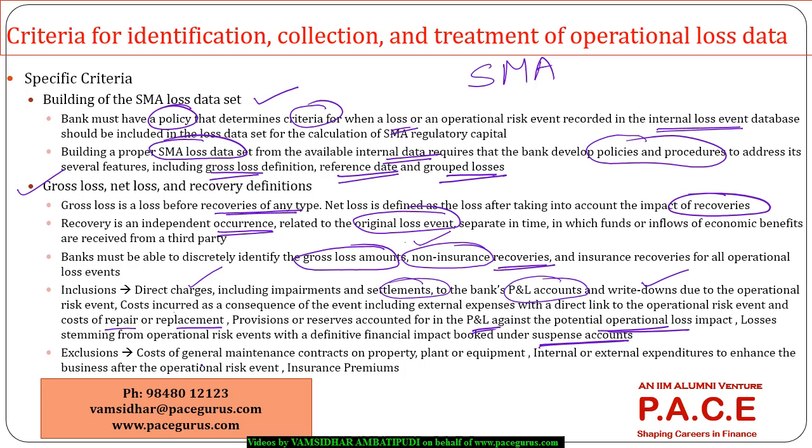But those expenses that are related to general maintenance on property, plant, equipment, which are a very common kind of stuff, because they are not unexpected, they are expected, right? And any kind of expenditure that is involved to enhance the business after the operational risk event, even the insurance recoveries that are coming, or some kind of modernization related expenditure that I am doing, some kind of improvisations after the operational risk event, that expenditure will not be included as a part of the SMA capital, and even the insurance premiums also are not included.